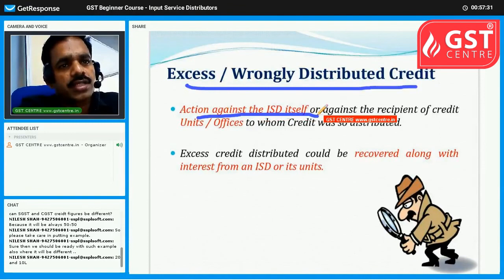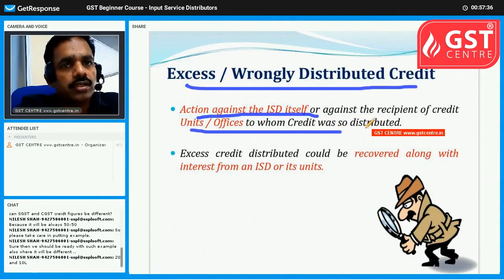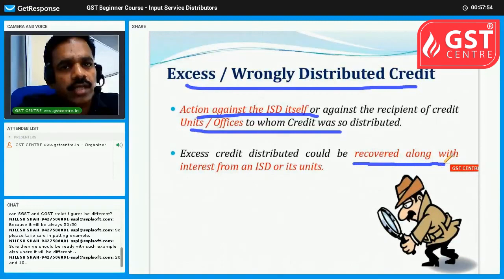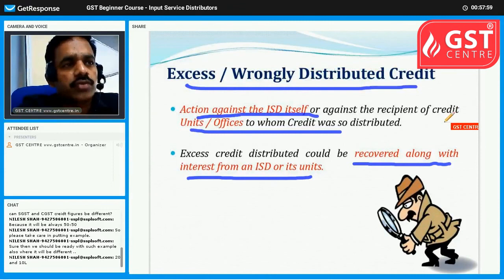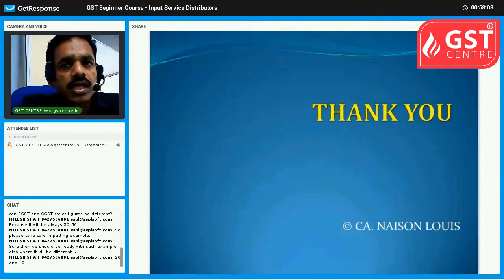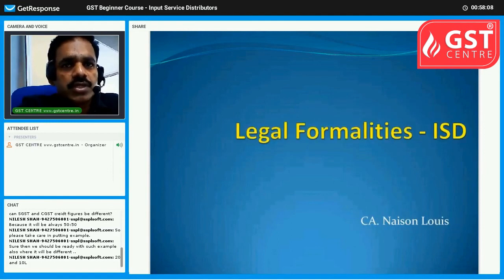In that case, action against input service distributor will be taken, and also against the unit or offices to whom credit was allocated. So care should be taken not to distribute excess credit than what is available. Then if there is any excess credit allocated like that, it will be recovered along with the interest from ISD or its units. Okay, so this is regarding the rules and regulations or legal formalities of the input service distributor.